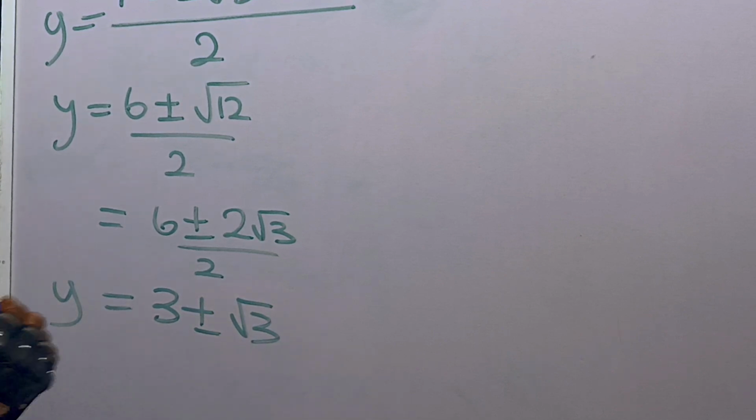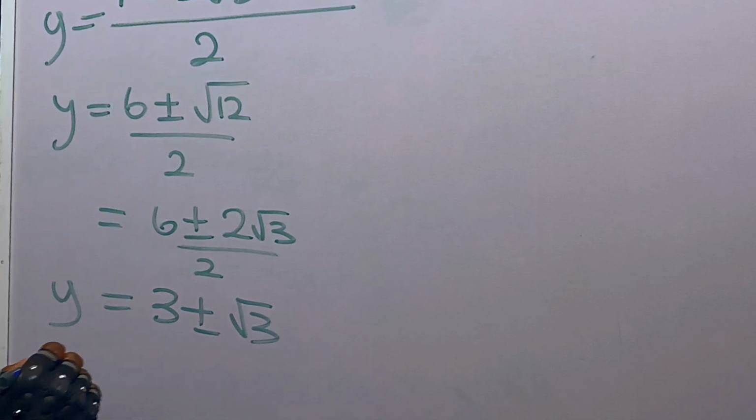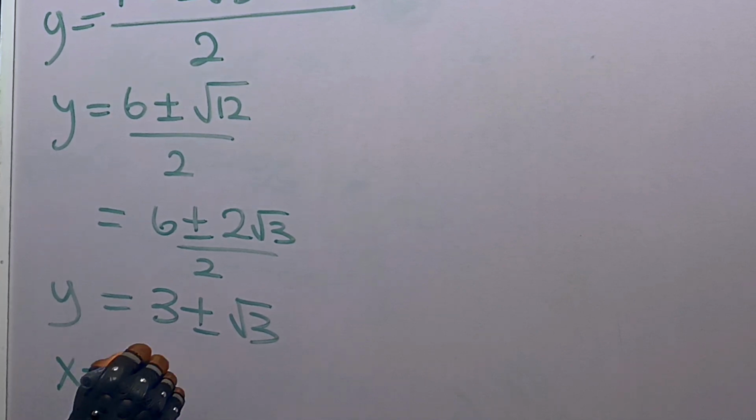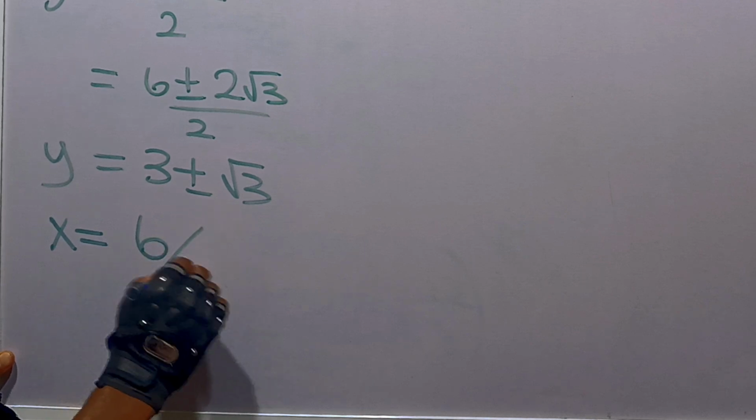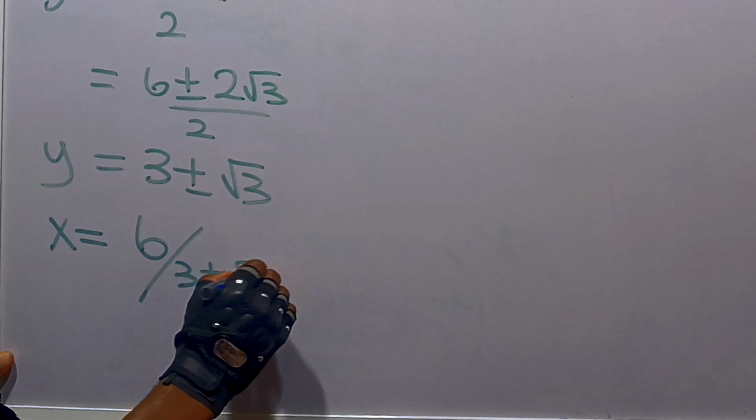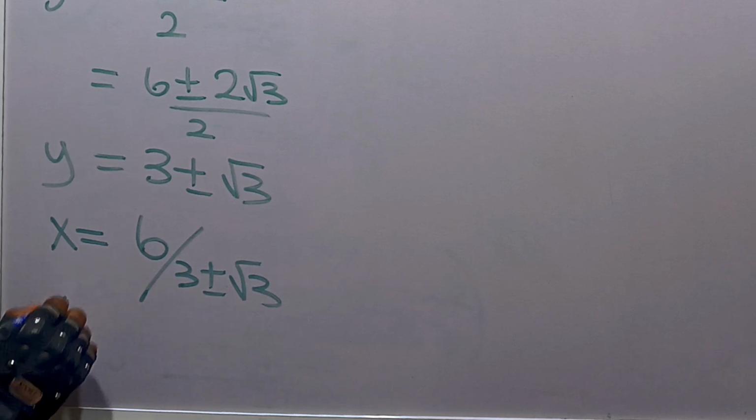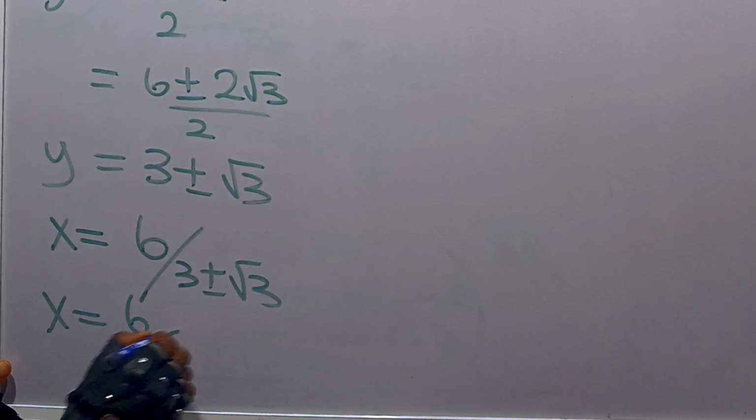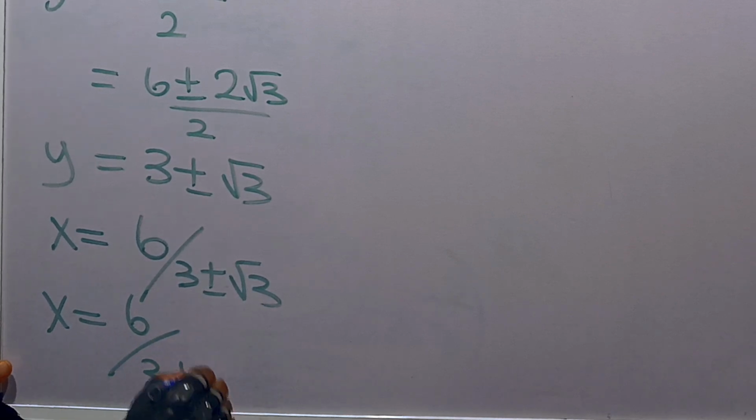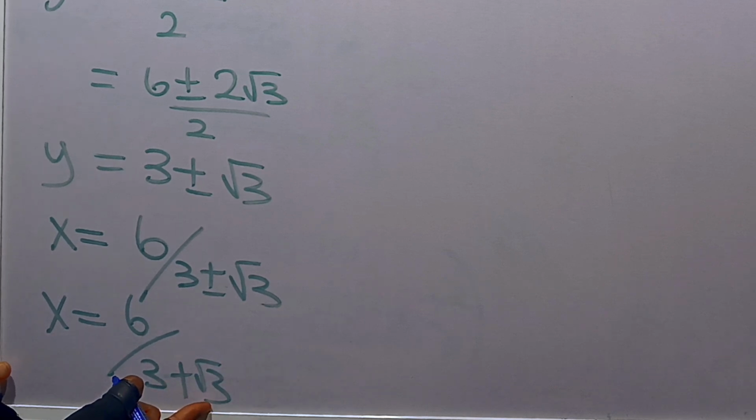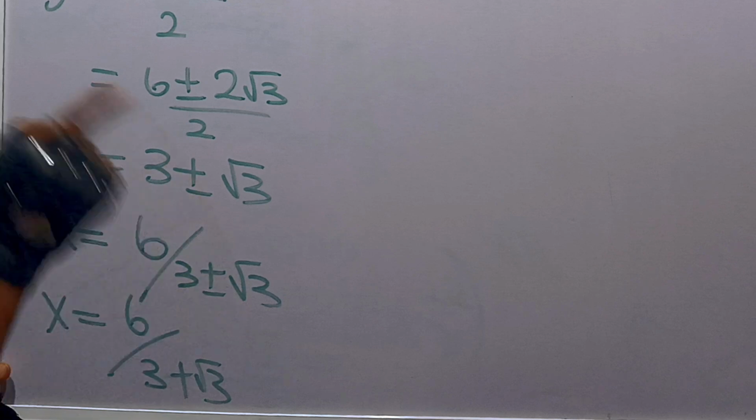Now recall that x is equal to 6 over y, or y is equal to 6 over x, whichever way. So our x now becomes equal to 6 divided by 3 plus or minus root 3. Now let's say when y is 3 plus root 3, we have that our x is equal to 6 divided by 3 plus root 3. Now you have a surd in the denominator, so let's rationalize this denominator. We'll remove the surd from the denominator and bring it to the numerator.